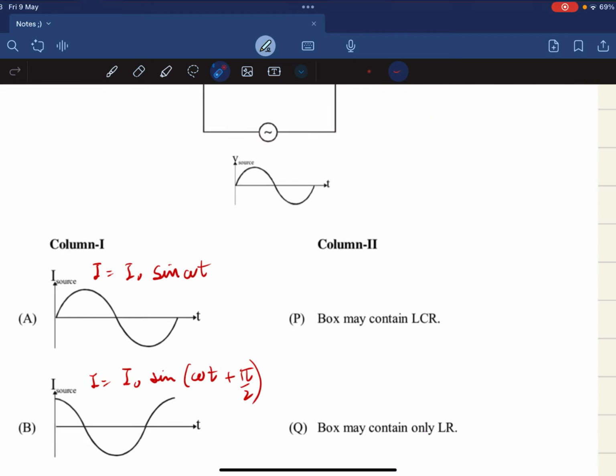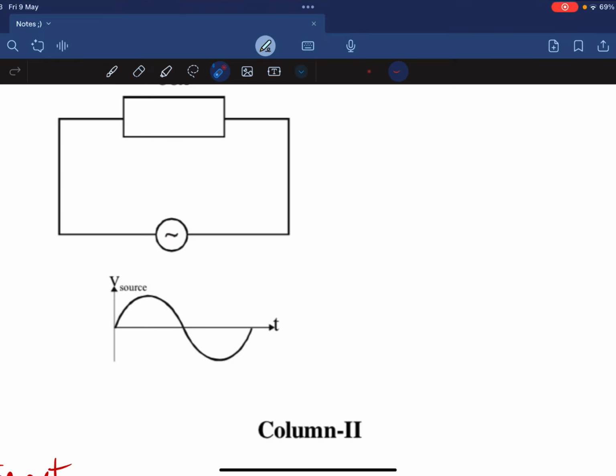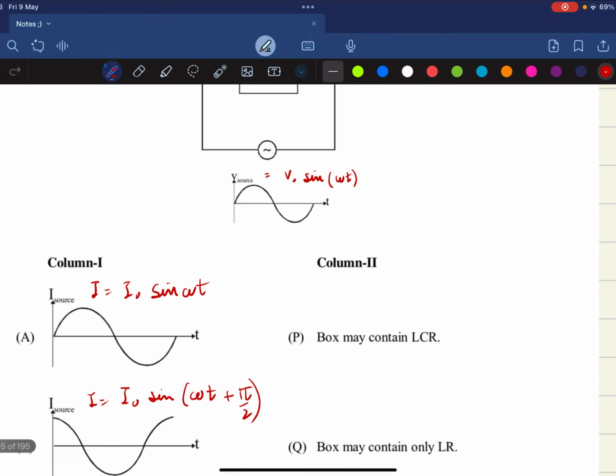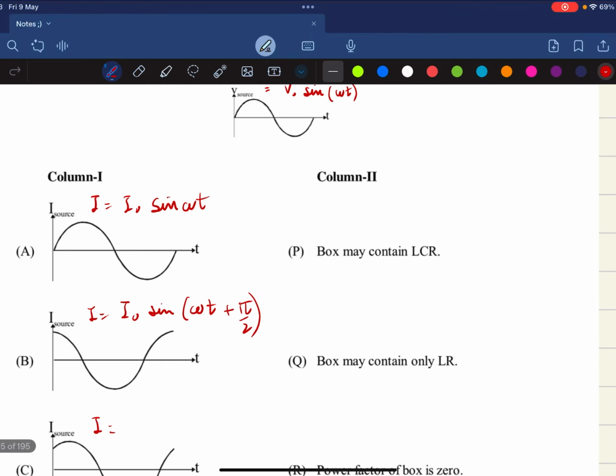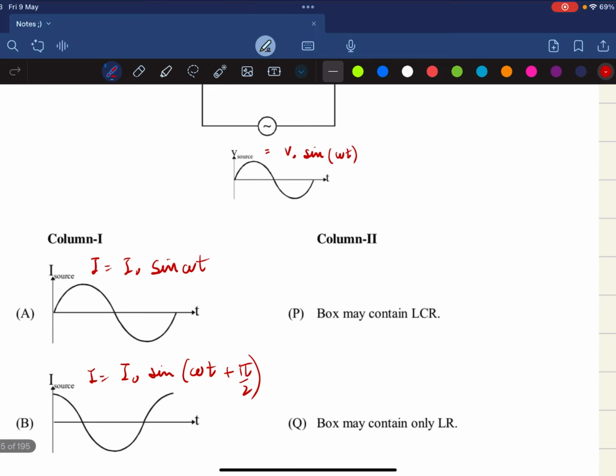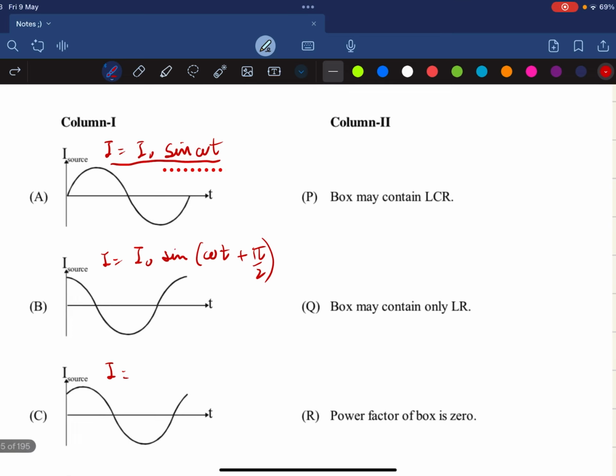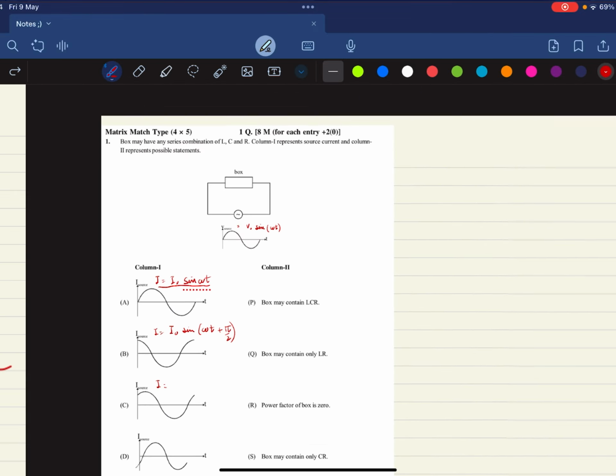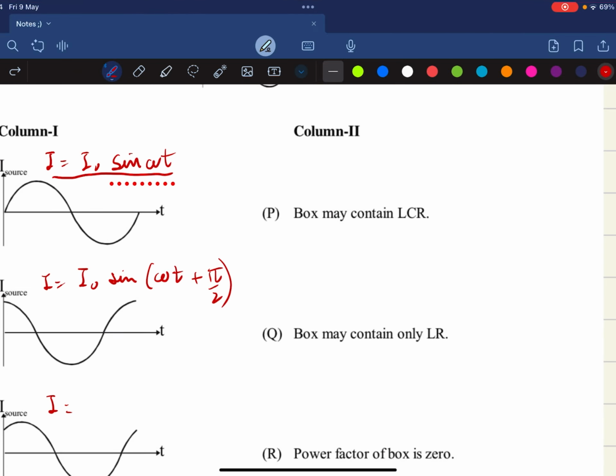So let's say that V source is some V naught sine omega t, because obviously we can see that this is a sine wave here, and let's try to write the equation of the source. The wave is almost identical to the source here, so I can write it as I is I naught sine omega t. Now similarly with this, it looks like a cosine wave, so I can add pi by 2 here.